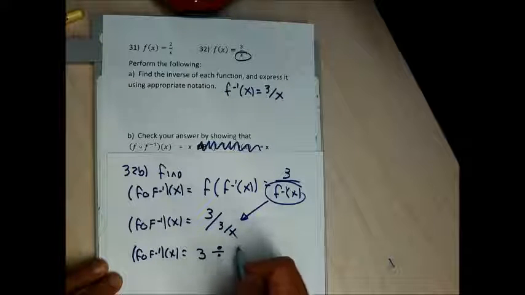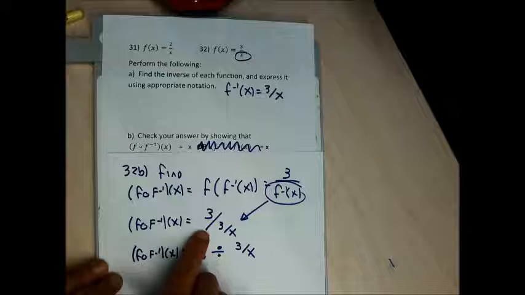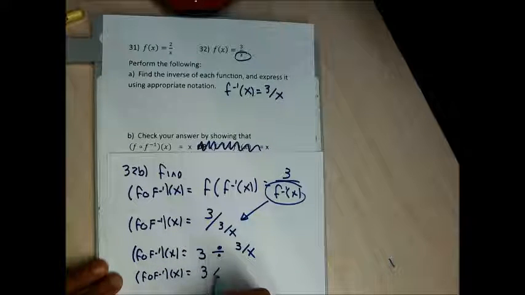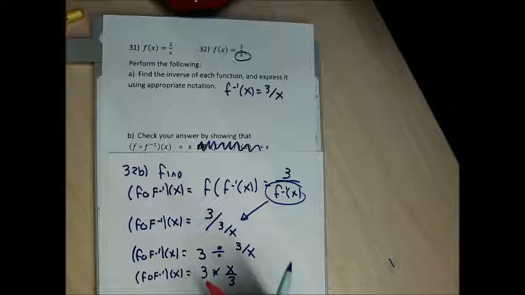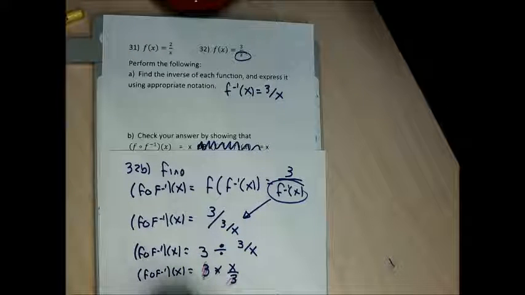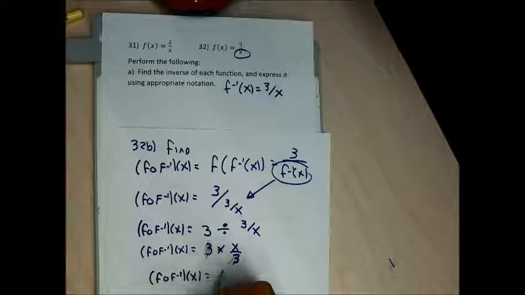And these layered fractions I don't like, so I'm going to write it with a division sign. I change that fraction to a division sign. Dividing by a fraction is the same as multiplying by the reciprocal. So I'm going to rewrite this as 3 times x over 3. And then the 3's are going to cancel. And you're going to be left with f composed with f inverse of x equals just x.